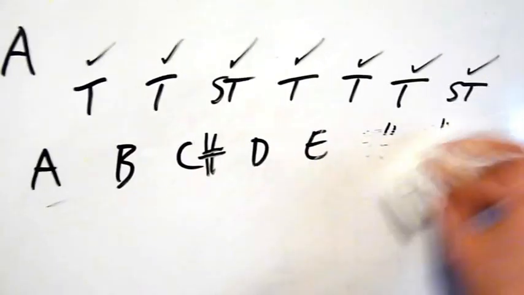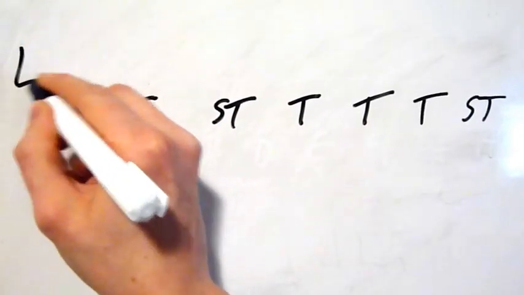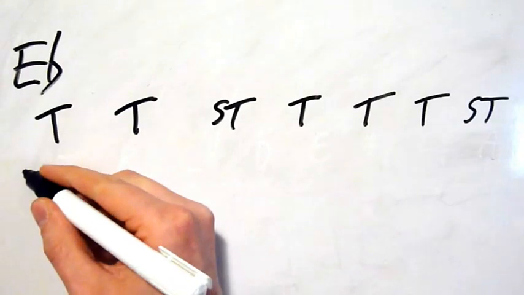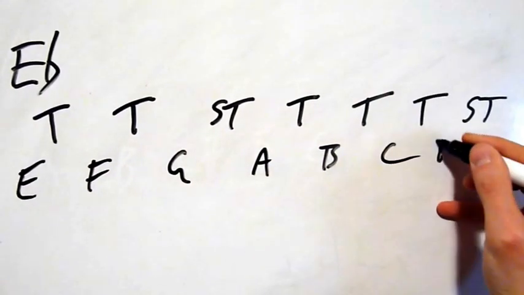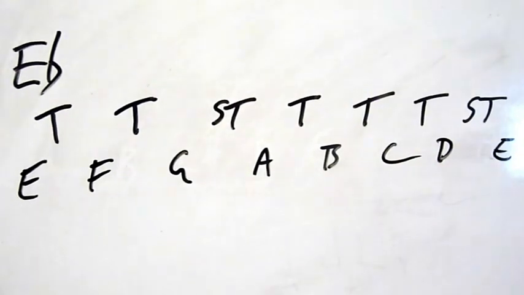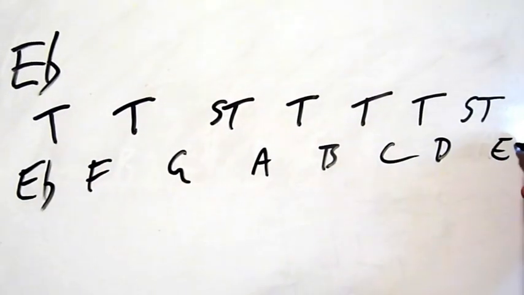Let's do another. How about an E flat major scale? So we write out the note names E through E and make the notes match the formula. So the E's can be flattened by default.